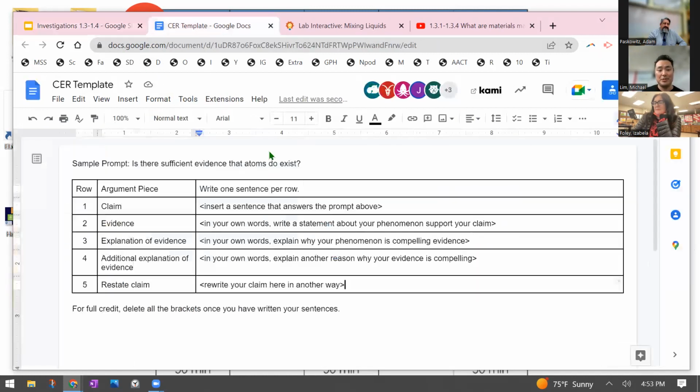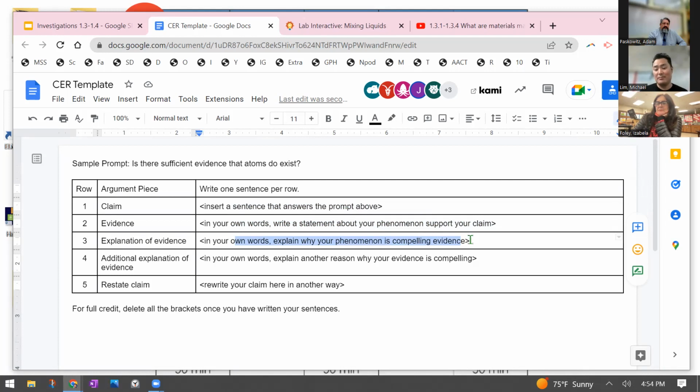And so the students would say, yes, there is sufficient evidence for atoms, because in the alcohol and water video, the total of 25 + 25 equaled 48.5 milliliters. And this is compelling evidence because there are gaps between molecules proving that materials are not continuous.